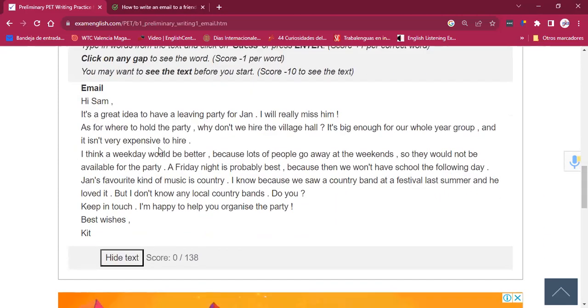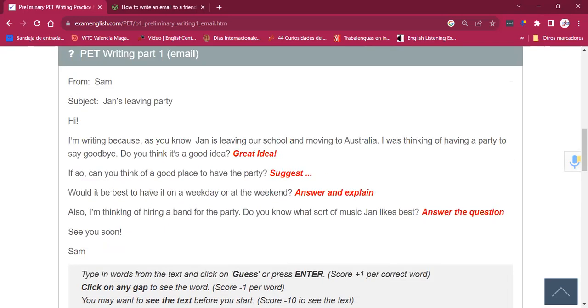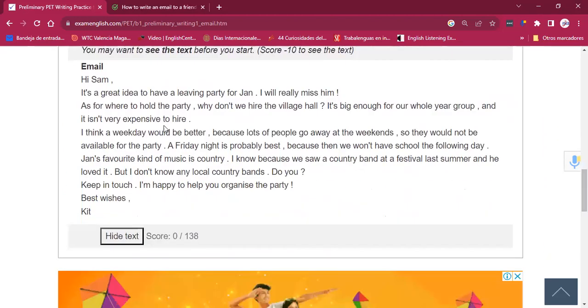I think a weekday would be better because lots of people go away on the weekends, so they would not be available for the party. A Friday night is probably best because then we won't have school the following day. Okay, so you suggest the day and explain why. Answer and explain. And finally, the question about music.